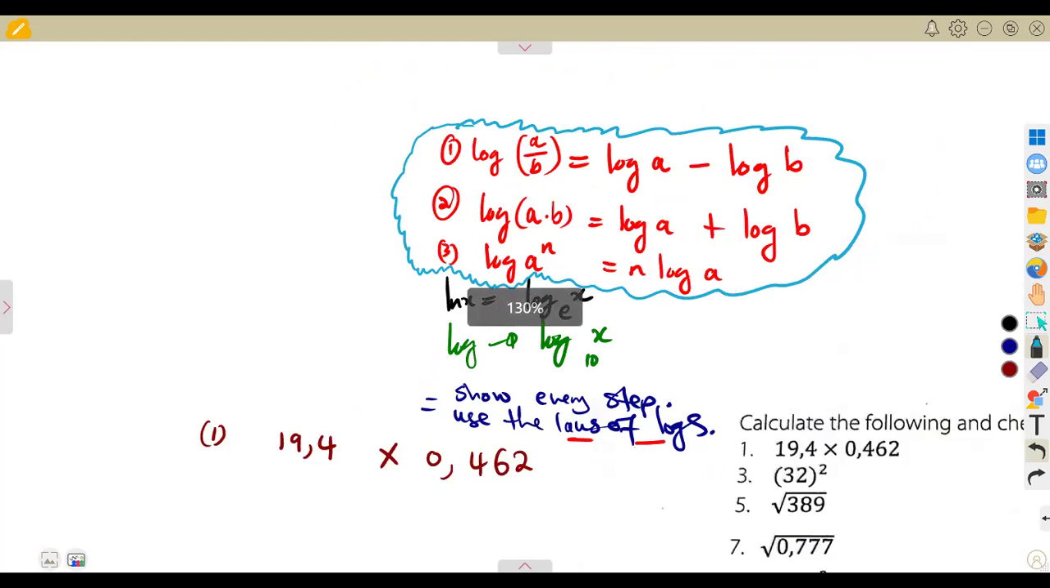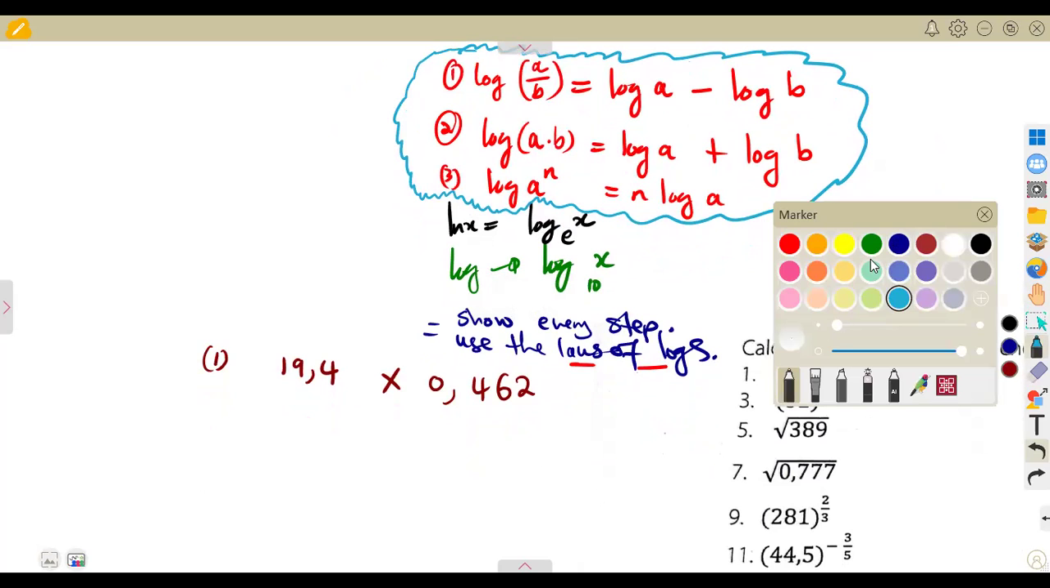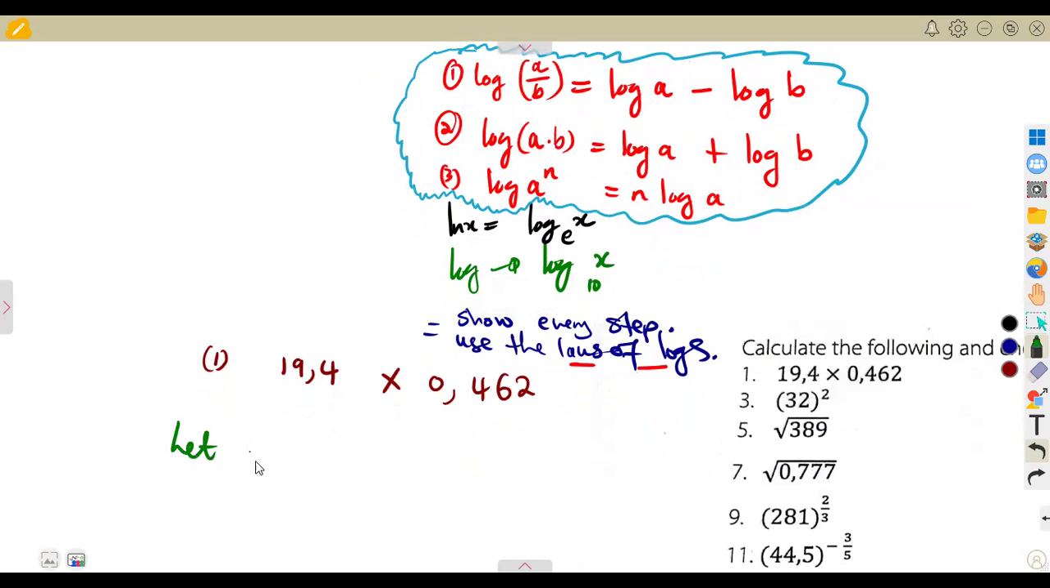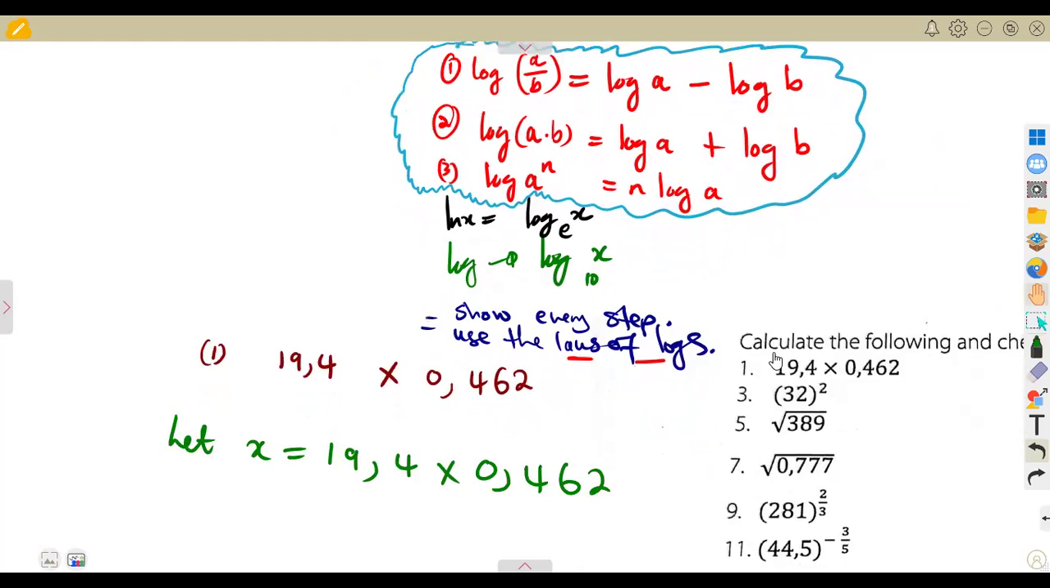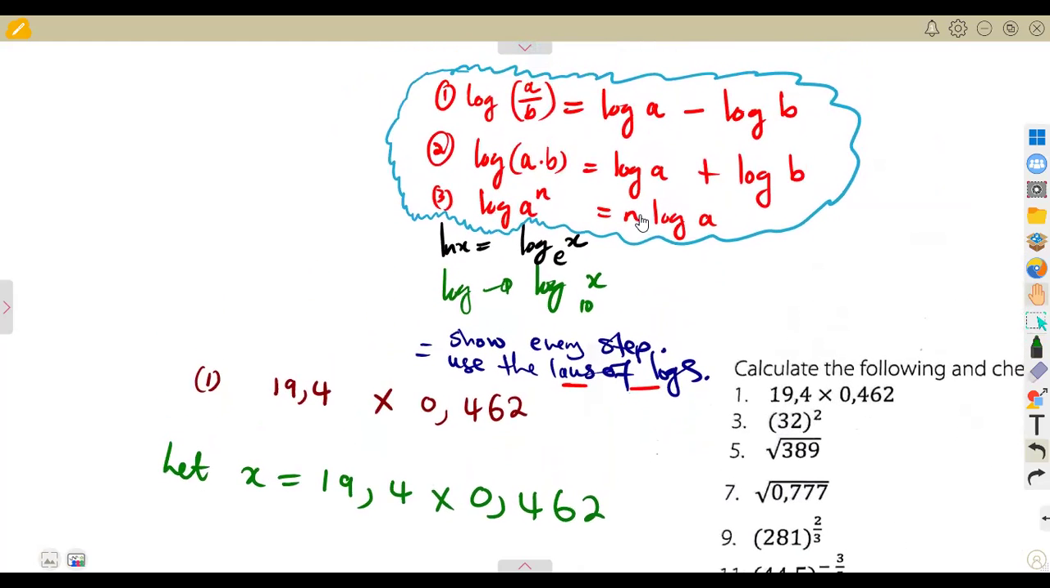All right, so this question that we have here, we are going to write it in a way that we understand. So this is what you're going to do. You are just going to introduce this. Let x be equal to these two numbers, that is 19,4 times 0,462. If you are already given x is equal to, there's no need for you to write let x be equal to. You simply need to have something on the left-hand side and something on the right-hand side so that you can introduce your logarithms.